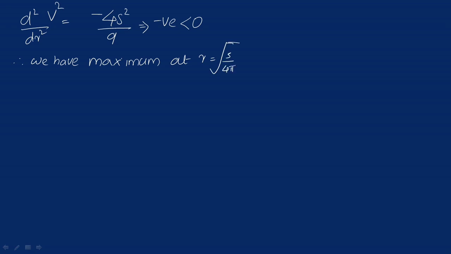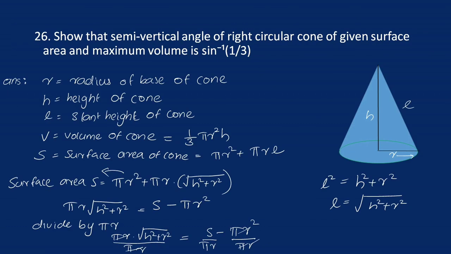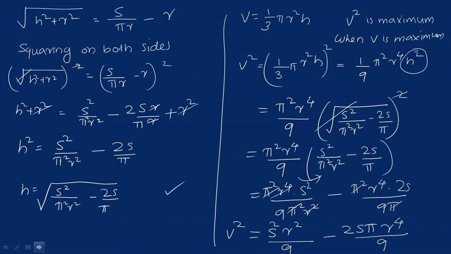Now we will go back to our question. It is given in the question that the semi-vertical angle of a right circular cone of given surface area and maximum volume is sin inverse 1 by 3. So we have surface area and maximum volume here, and we want to find the semi-vertical angle, which is sin inverse 1 by 3.